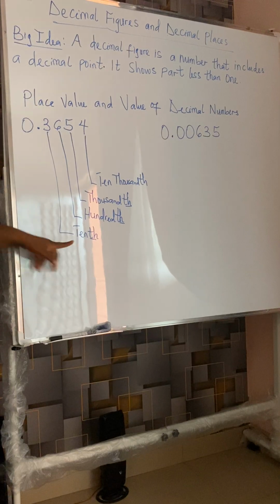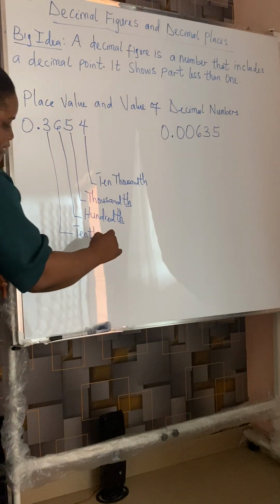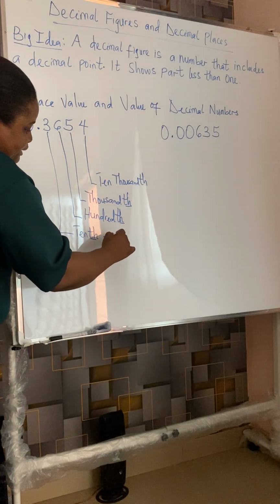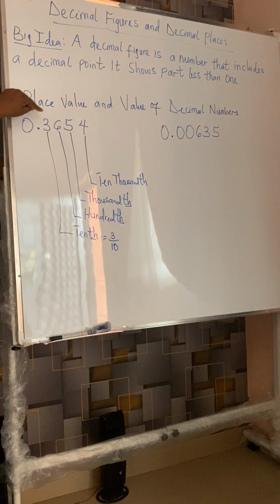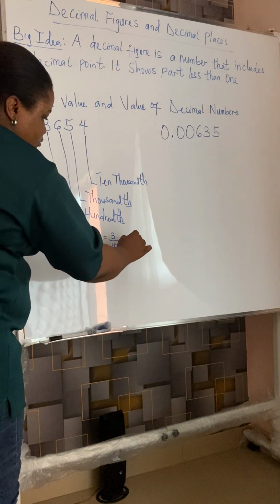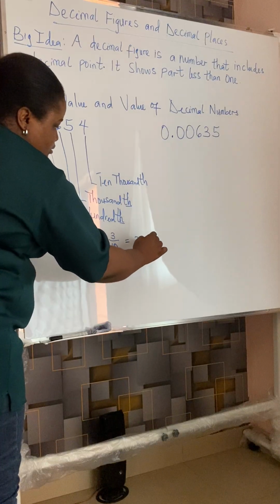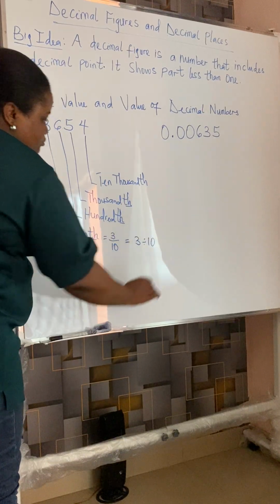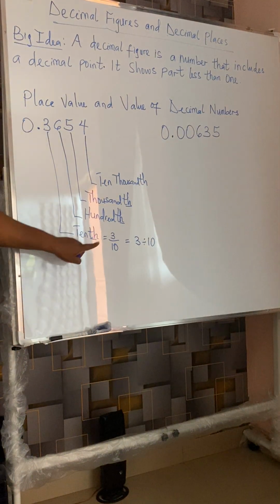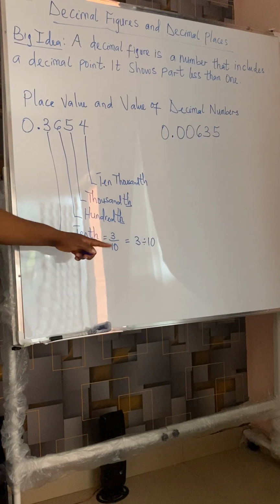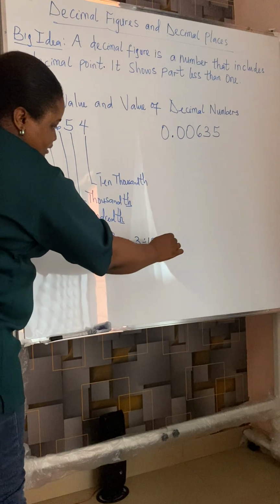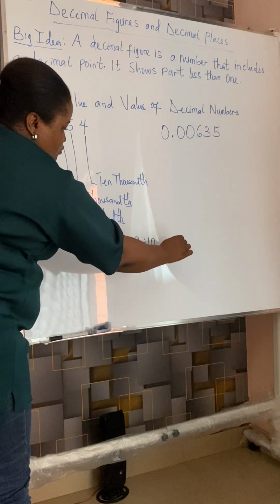Because 3 here is to the 10th, this is the same thing as saying 3 over 10. And 3 over 10 means 3 divided by 10. This over is the same thing as division. And 3 divided by 10 is the same thing as saying 0.3.